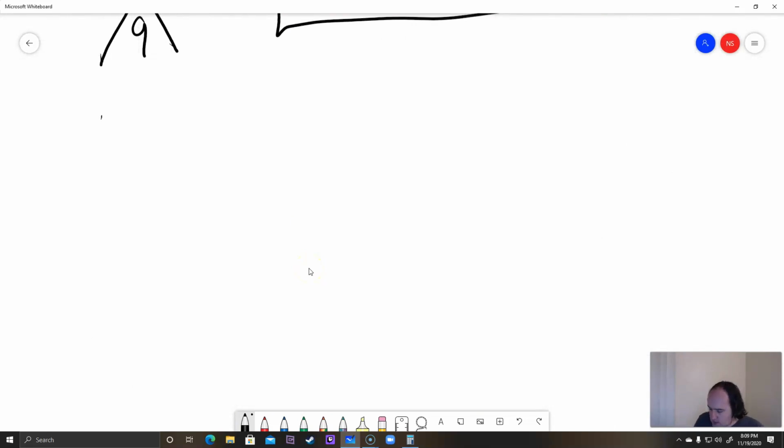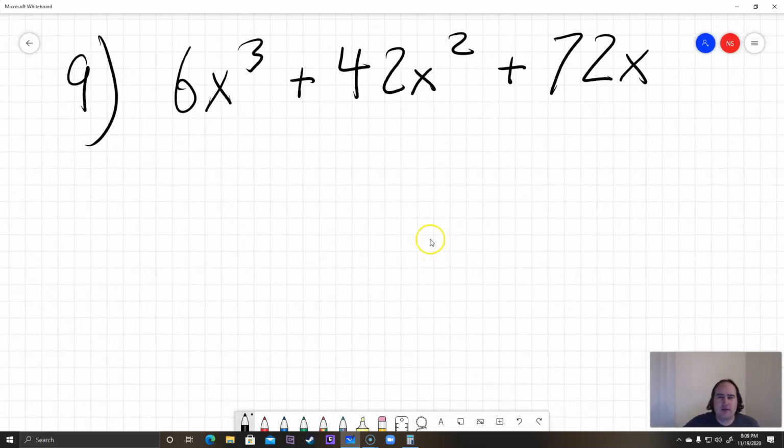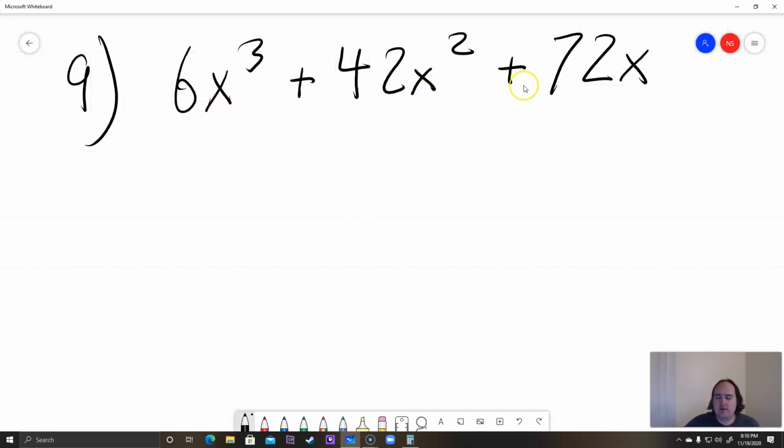Okay, so example number 9 is 6x cubed plus 42x squared plus 72x. So just like with the last problem, this one would be very difficult to factor the way it is, which is why we need to factor out the GCF first. Okay?